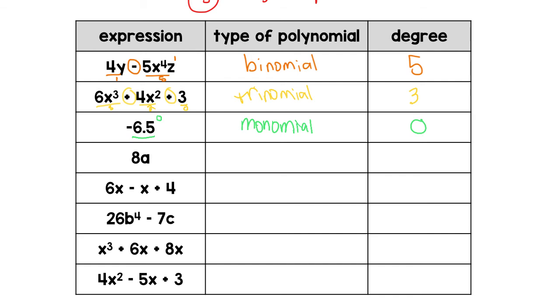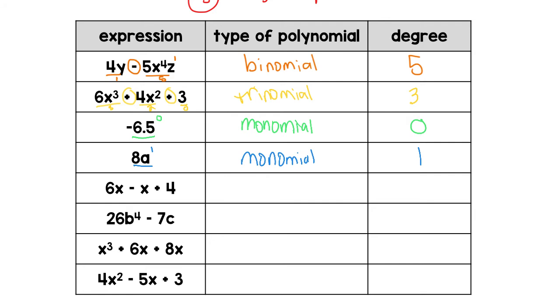All right, so we've got 8a, no pluses or minuses, just one term. So this is a monomial. We need to look at the degree. We've got 1 degree here, so that means our degree is 1. Okay, pause here and try the next one on your own.